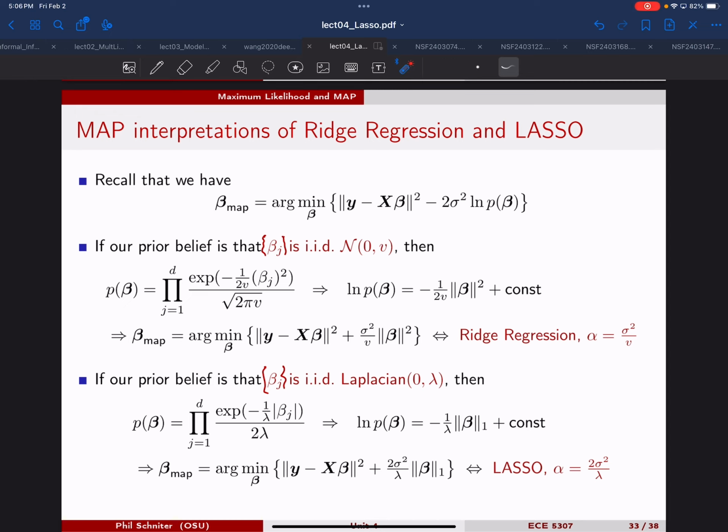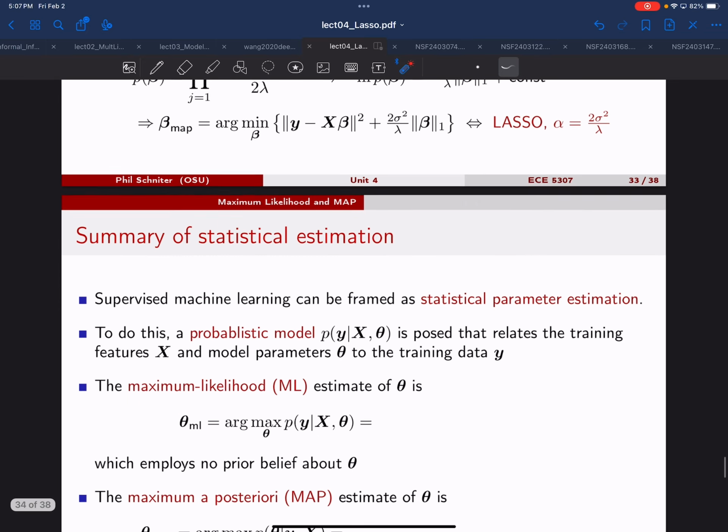Okay, so it's just kind of connecting back like where these things come from. There are statistical interpretations, and that's often the case for estimators that work well. There's some statistical model under which that's the right thing to do. Okay, great. So we're almost done then. Any questions on this? All right.